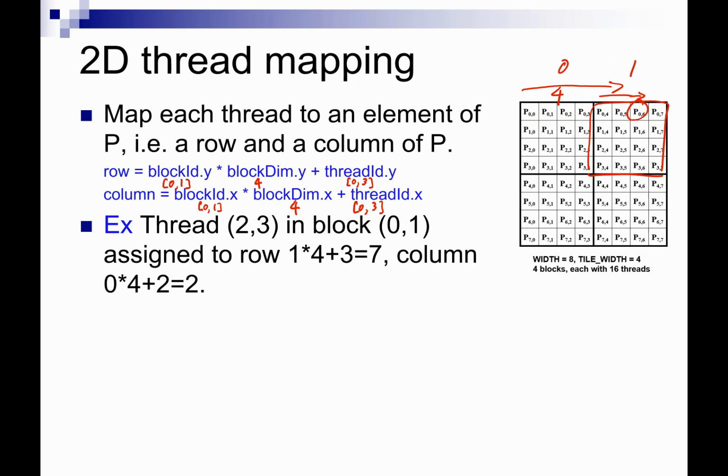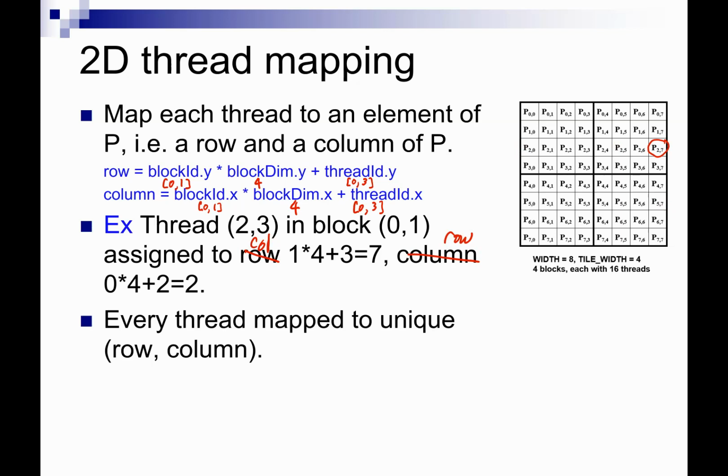So for example, you have thread 2.3, where is this one? Thread 2.3 in block 0.1. So 0.1 is going to be this block, and 2.3, I suppose, is going to be this guy, right? So this thing here is going to be assigned to row, so we do this computation shown in blue, and then it's going to be assigned to this matrix element, the one in the 3rd row, 8th column. Sorry, this should be column here, and this should be row here. Sorry about that.